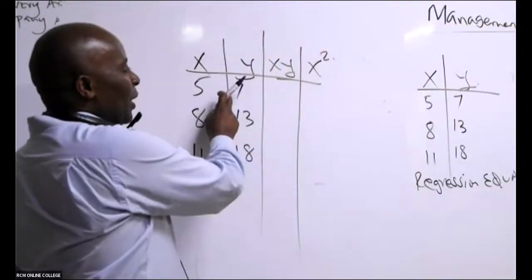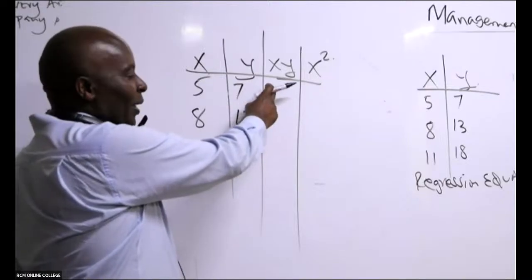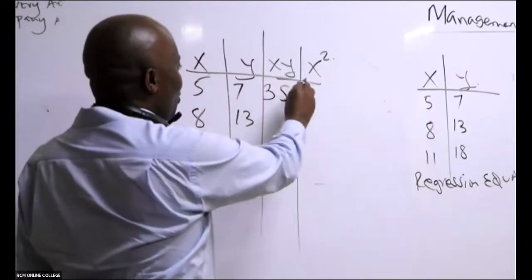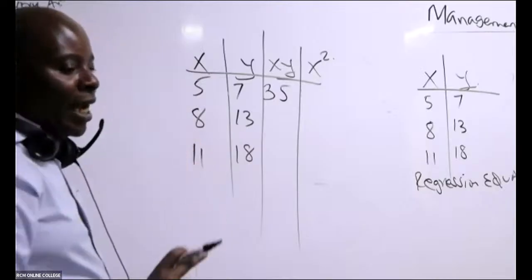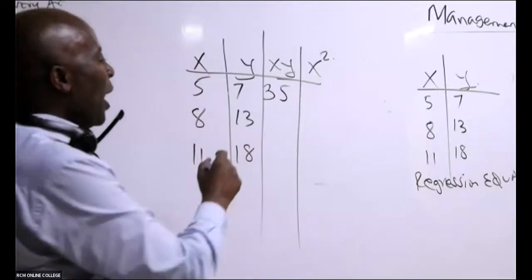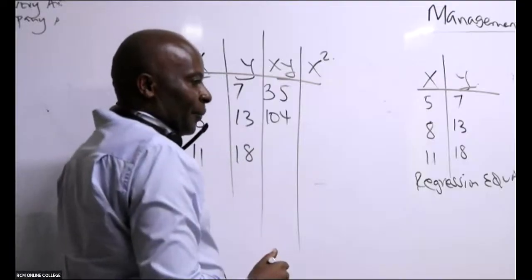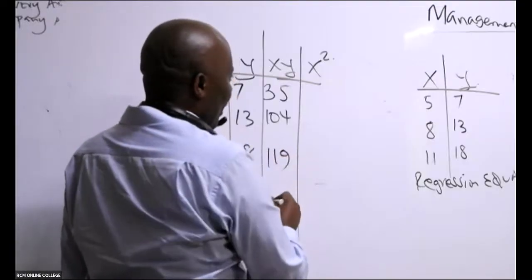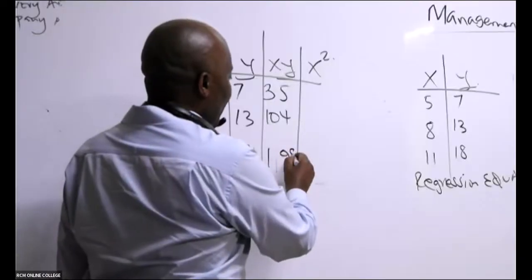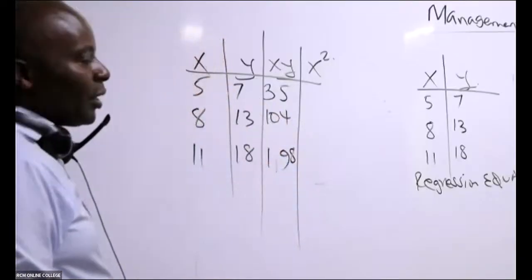So 5 times 7 gives me how much? 35. Thank you. How about 8 times 13? 104. Thank you very much. 11 times 18? 198. Thank you so much.